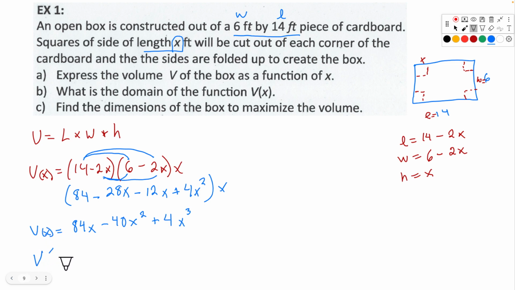So I can say the derivative of V is going to be 84 minus 80x plus 12x squared. Did I get that right? Okay. What do I want to do with this derivative? Set it equal to 0.